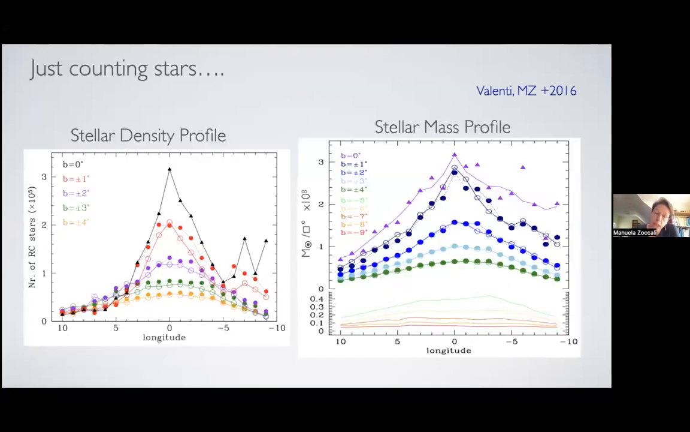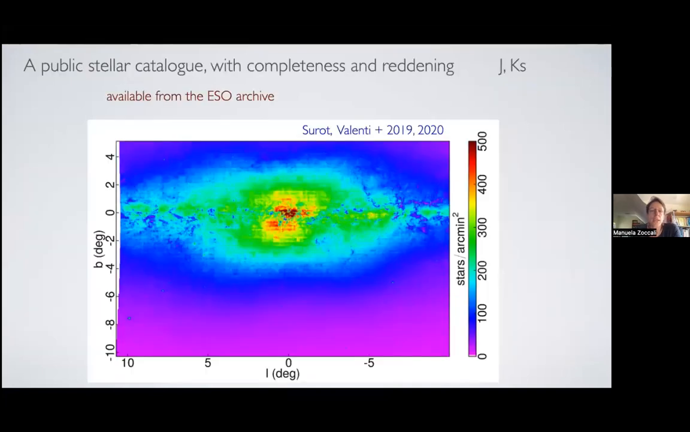Given that we can count stars individually, we can do that at any specific line of sight and in a field as big or as small as we want. So we can construct stellar density profiles at every position, and of course, stellar mass profiles at every position. In case you want to play yourself the game of counting stars, you are very welcome to do that, because there is a public stellar catalog based on PSF photometry, including completeness and reddening in the near infrared. It is available from the ESO archive. It was made by Francisco Surot and Elena Valenti at ESO.